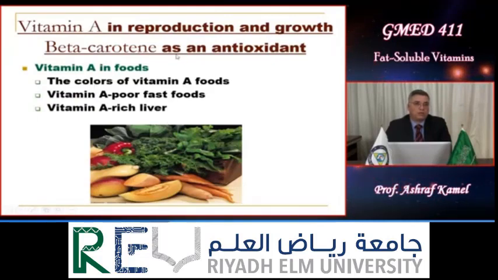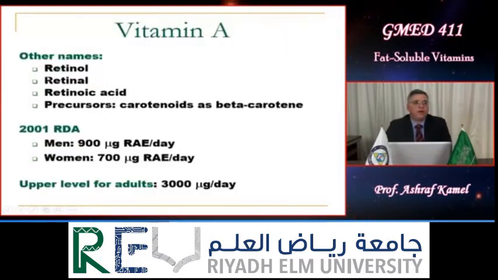Vitamin A in reproduction and growth. Beta-carotene is an antioxidant. Vitamin A in the foods gives the vivid colors to the vitamin A rich foods. Vitamin A poor fast foods, vitamin A rich liver. Other names for vitamin A are retinol, retinal, retinoic acid, and the precursors are the carotenoids like beta-carotene.